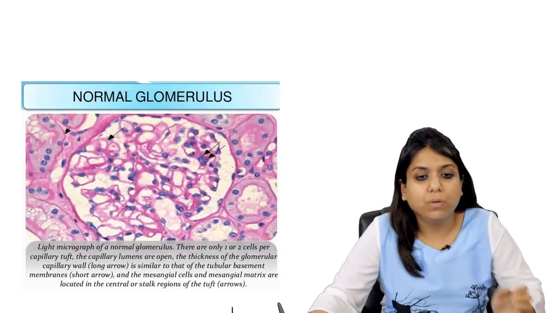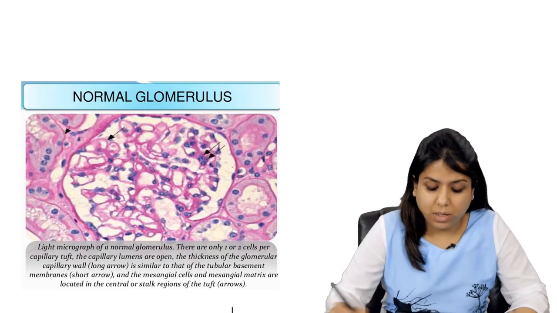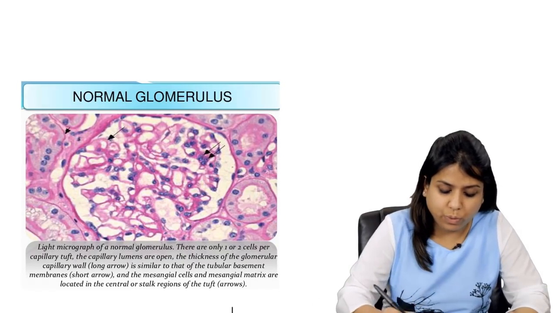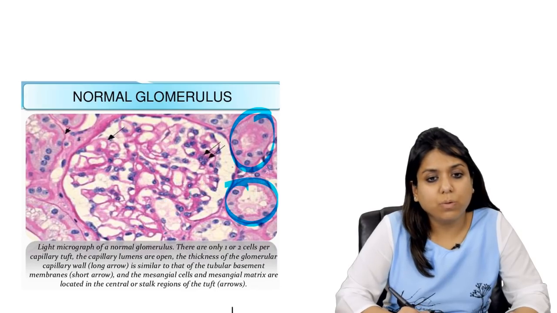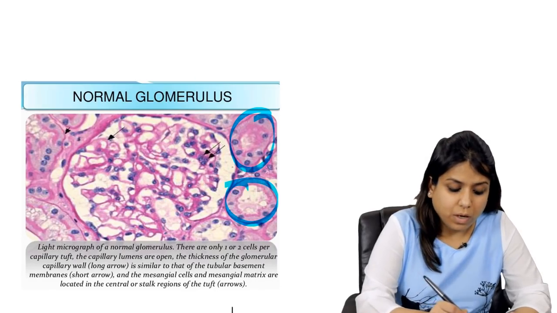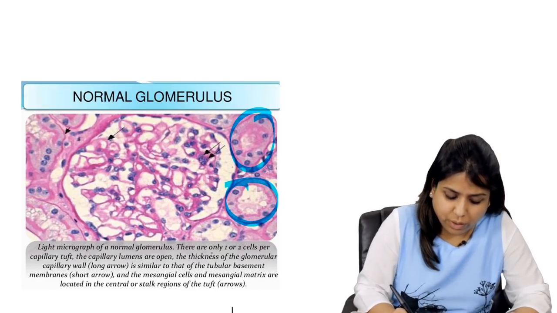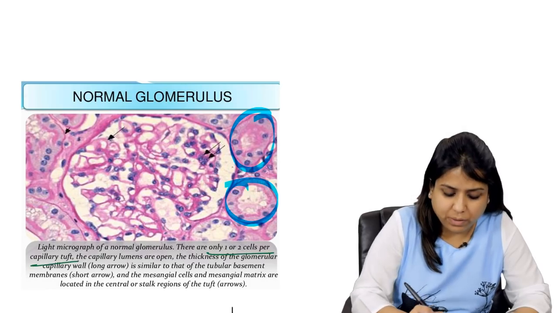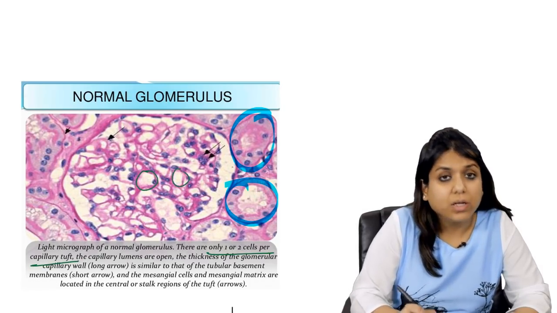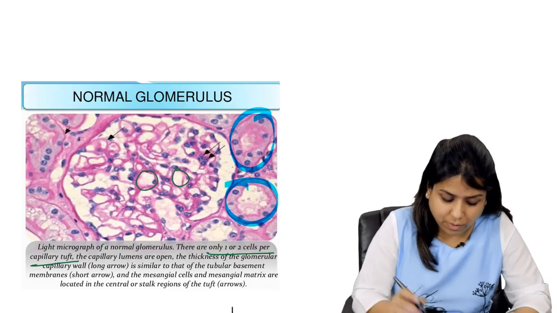This is how a normal glomerulus looks like, students. These are the tubules. A normal glomerulus has got 1 or 2 cells per capillary tuft. These are the capillary tufts. There are 1 or 2 cells per capillary tuft.